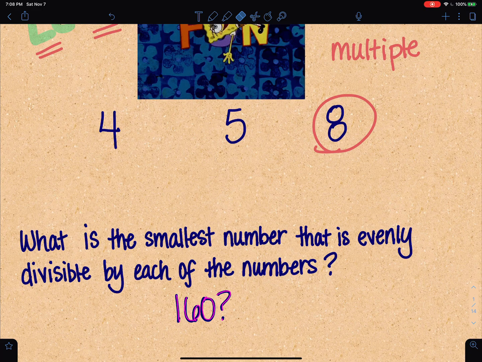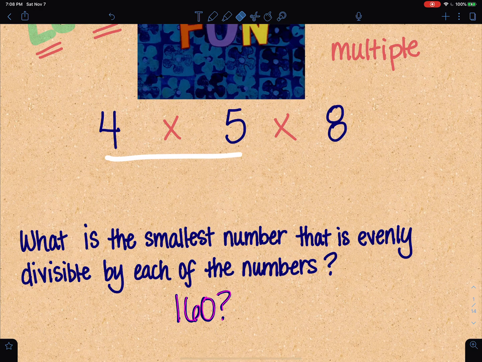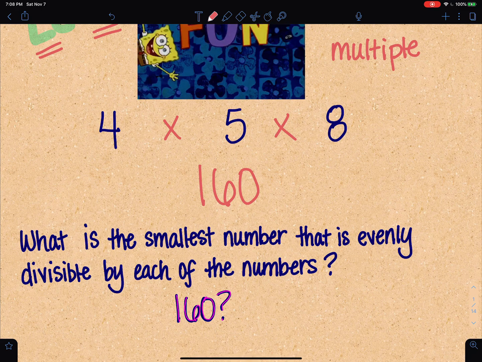Okay, sometimes what some people do is they just multiply all of these together. The thing that happens when you multiply all of these together, let's see what you would get. 4 times 5 is 20. And then 20 times 8, you would get 160. So we know that all of these numbers do go into 160. 160 is evenly divisible by 4, evenly divisible by 5, and evenly divisible by 8. So that is one of the answers, but we don't know if it's the smallest possible answer.